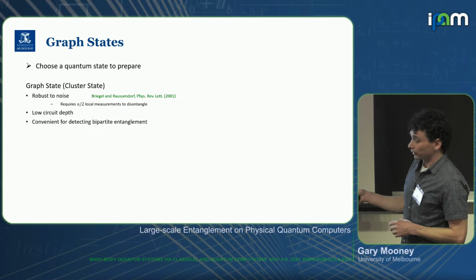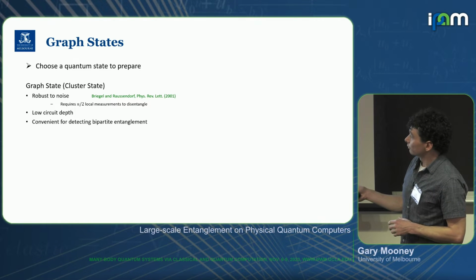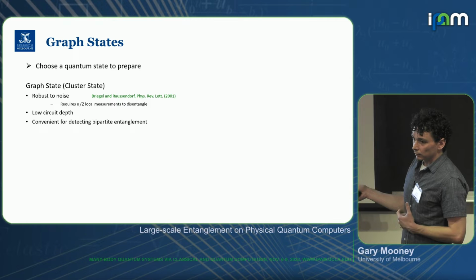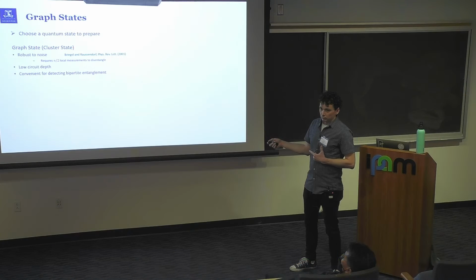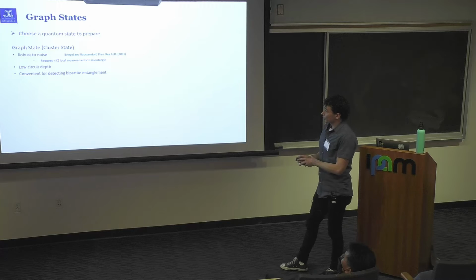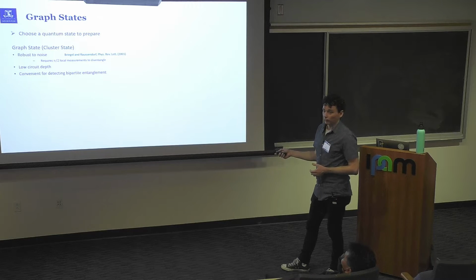It can be generated with which graph? Oh, I'll get into that. I guess this robustness to noise depends on the graph, right? For the graph state on a line, if I measure a qubit in the middle, I will have to cover the left and right half. Yeah, I'm just going through the basics first. It can be generated with a low depth circuit, and as you'll see, it's also convenient for bipartite entanglement.